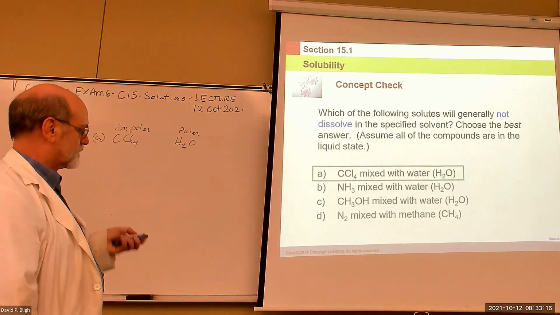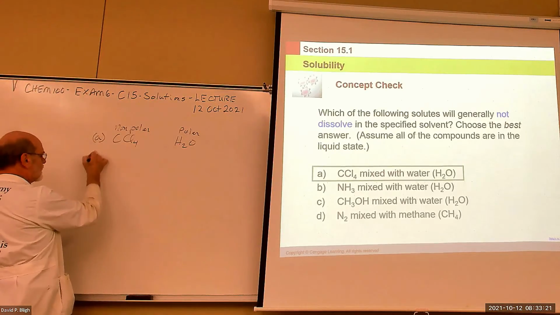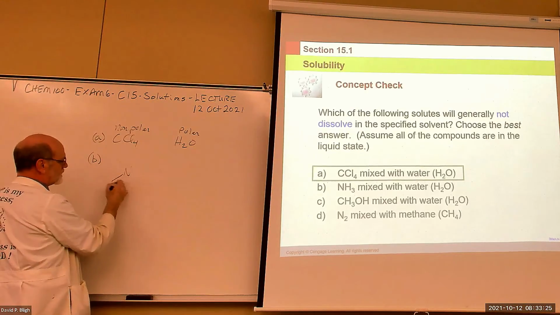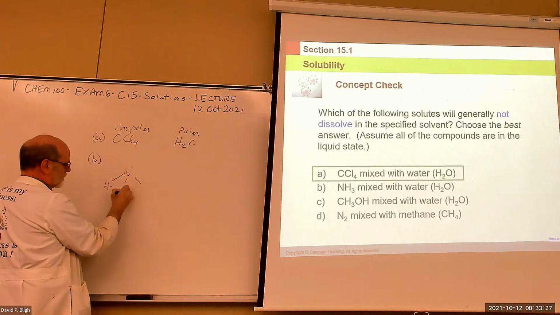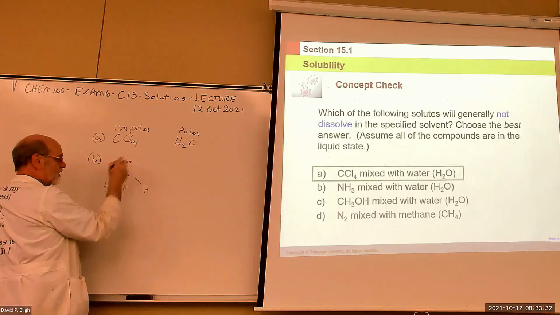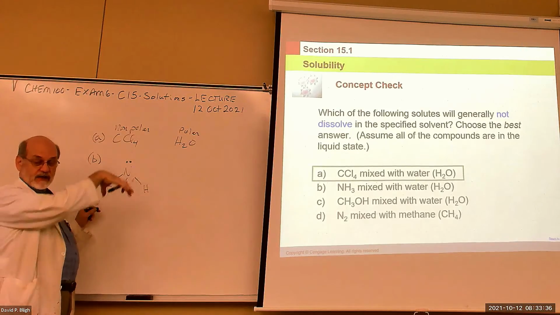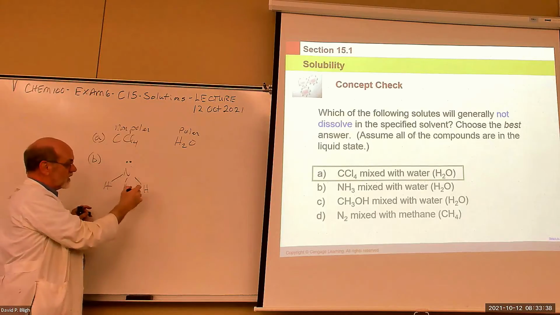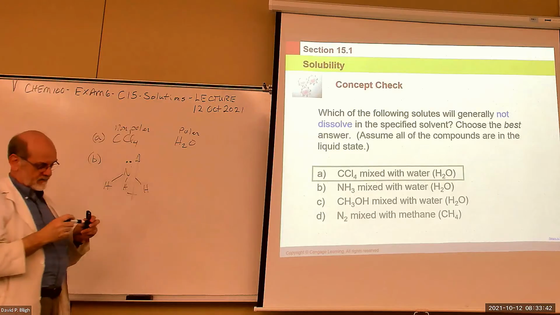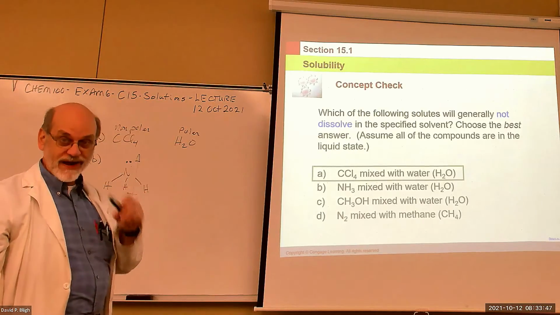How about these others? Well, ammonia, as it turns out, is similar to carbon tetrachloride, right? Except it has a lone pair of electrons up here, which adds to the electron density on that side of the molecule. So this molecule is polar. So it will dissolve in water. In fact, it reacts with water.